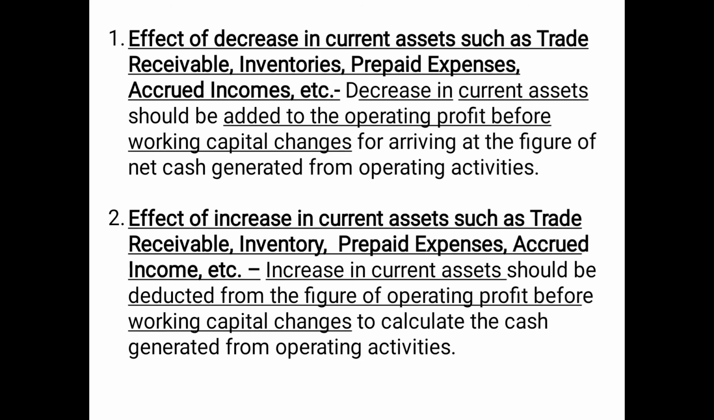So the first point, effect of decrease in current assets such as trade receivable, inventories, prepaid expenses, accrued income, etc. If there is any decrease in current asset, that amount of decrease will be added back to the operating profit before working capital changes. So as you can see, decrease in current assets should be added to the operating profit before working capital changes for arriving at the figure of net cash generated from operating activities.